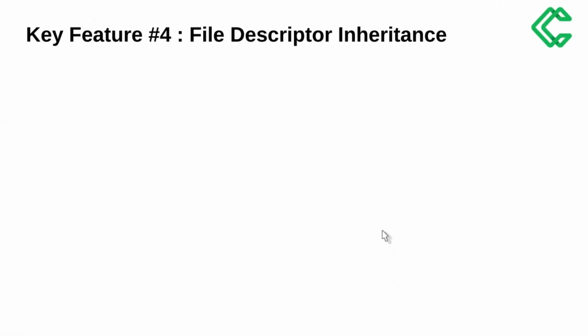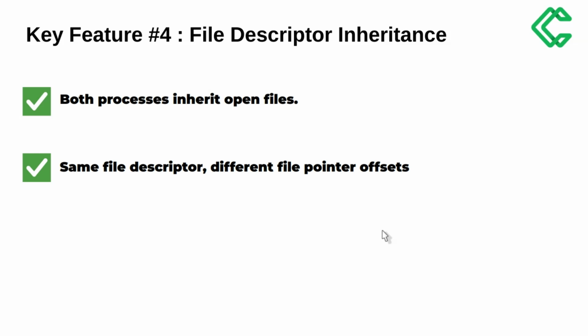Another important feature of fork is file descriptor inheritance, which means both the parent and child inherit open file descriptors, meaning they can write to the same file. However, they do not share the file offsets. So the order of writes may be unpredictable. Let's understand this with the help of code.